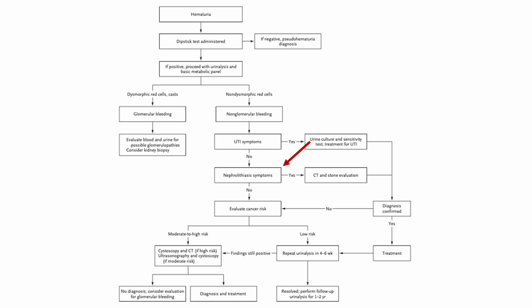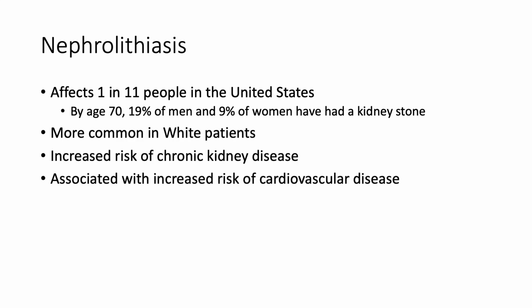Okay, so we've talked about urinary tract infections. If you evaluate your patient with hematuria and they don't have signs or symptoms of urinary tract infection, you should also be thinking about nephrolithiasis. Nephrolithiasis affects 1 in 11 people in the United States, so it's a very common condition. By age 70, about 20% of men have had a kidney stone and 9% of women have had one. It's much more common in white patients, and it is associated with an increased risk of chronic kidney disease and cardiovascular disease.